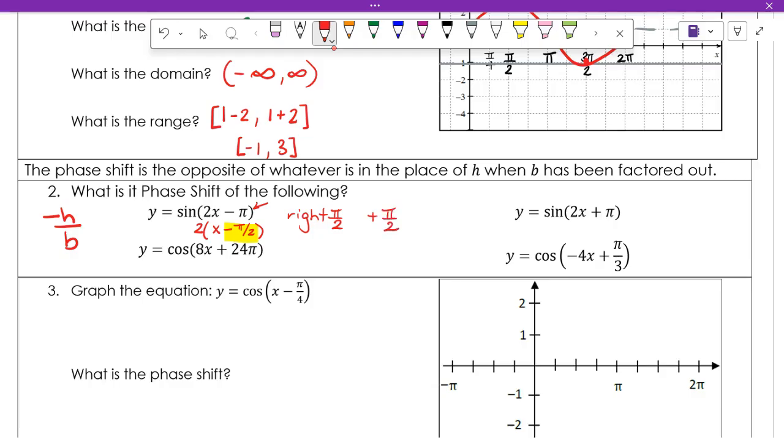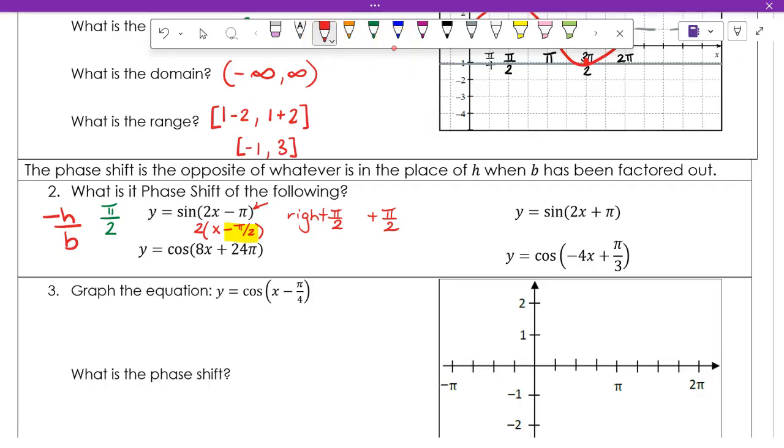Now, if you notice right here, if I do exactly what I just said, if I do the opposite of h and divide it by my b, so right here, opposite of h would be pi, divided by my b, that's 2. Look at that. It's the exact same thing. And that's because if all you're doing is taking that h that you have there and factoring out whatever the b is, all you're doing is dividing by that b, right? And then I'm saying the phase shift because it's the opposite of what I see. So opposite of h divided by b. That's what you've got.